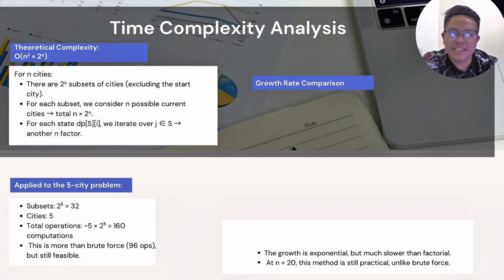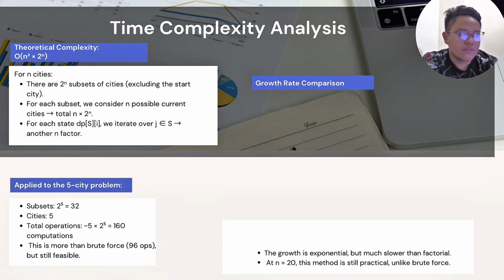For time complexity analysis, the theoretical complexity is O(n square multiplied by 2 to the power of n). For n cities, there are 2 to the power of n subsets of cities excluding the start city. For each subset, we consider n possible current cities, which is a total of n multiplied by 2 to the power of n. And for each state dp(S, i), we iterate over j in S, another n factor.